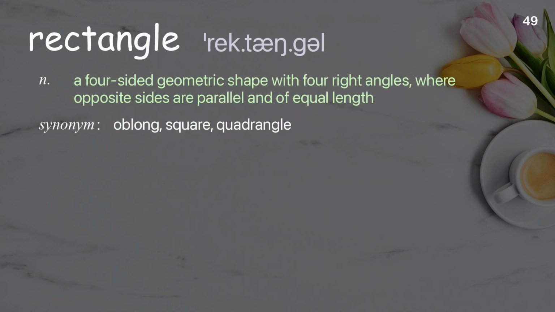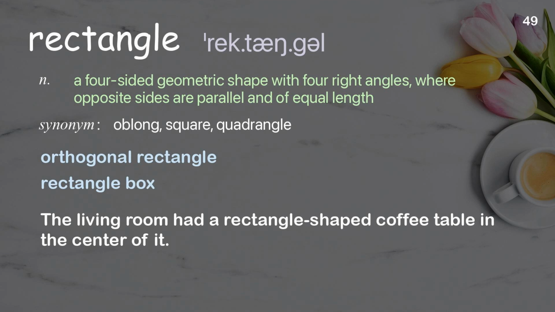Rectangle. A four-sided geometric shape with 4 right angles, where opposite sides are parallel and of equal length. Examples. Orthogonal rectangle. Rectangle box. The living room had a rectangle-shaped coffee table in the center of it.